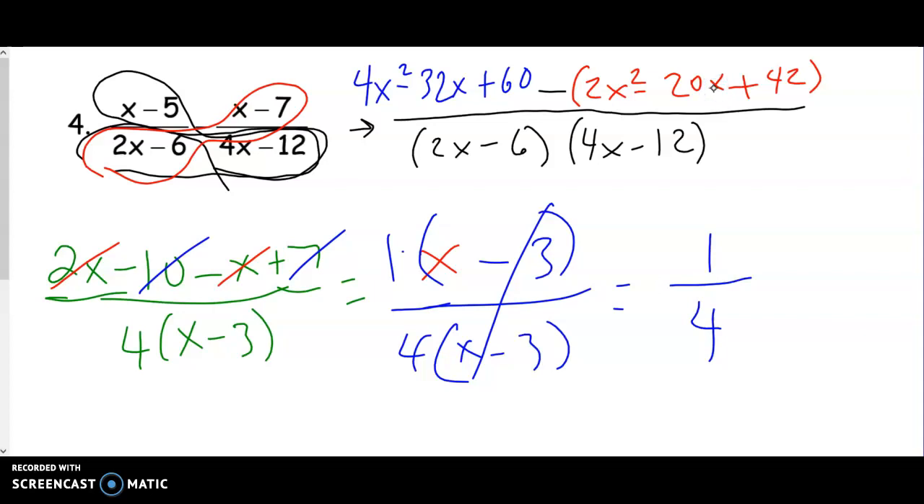Alrighty, so it's a bit more complicated using this method. Let's go ahead and power through it. 4x squared minus 2x squared is 2x squared. Dealt with those. Negative 32x. That minus is going to turn that into a plus. So negative 32 plus 20, negative 12x. And then 60 minus 42, so that's going to be 18.